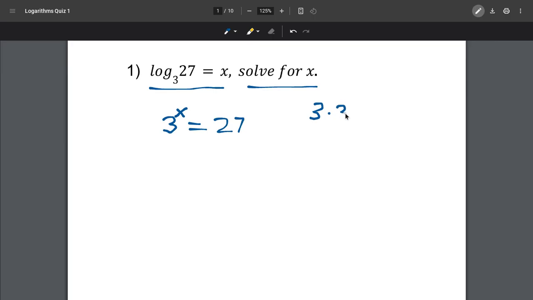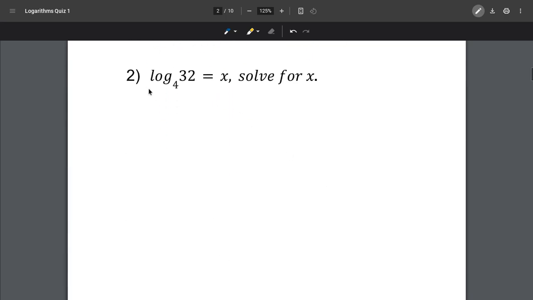So if we do 3 times 3, that's 9, times 3 again, that's 27. So we have 1, 2, 3 3's. So 3 to the third power equals 27. So therefore x equals 3. Okay, so that's problem 1.